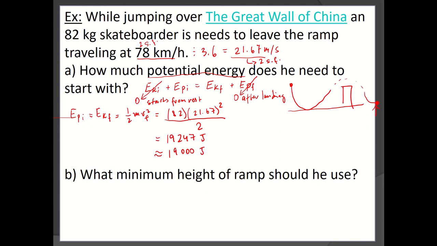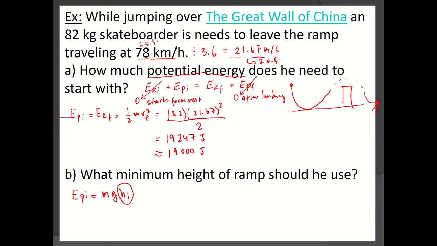So that's the initial potential energy that the skater needs in order to leave with enough speed to clear the wall. So in this case, now we want to get into the actual definition of potential energy, which is mgh. So we're going to take the same equation as before and say that this potential energy is going to equal mgh initial, right?